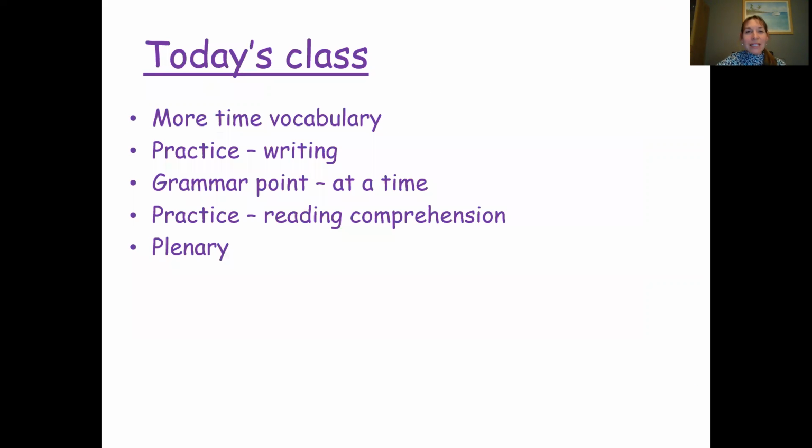Muy bien. So let's look at our activities for today's class. We're going to look at a little bit more vocabulary to describe what time it is. We'll practice that with the writing. We'll then have another grammar point talking about at a time. That will be obvious when we do it. We'll practice that with a reading comprehension, and then we'll end with a plenary.